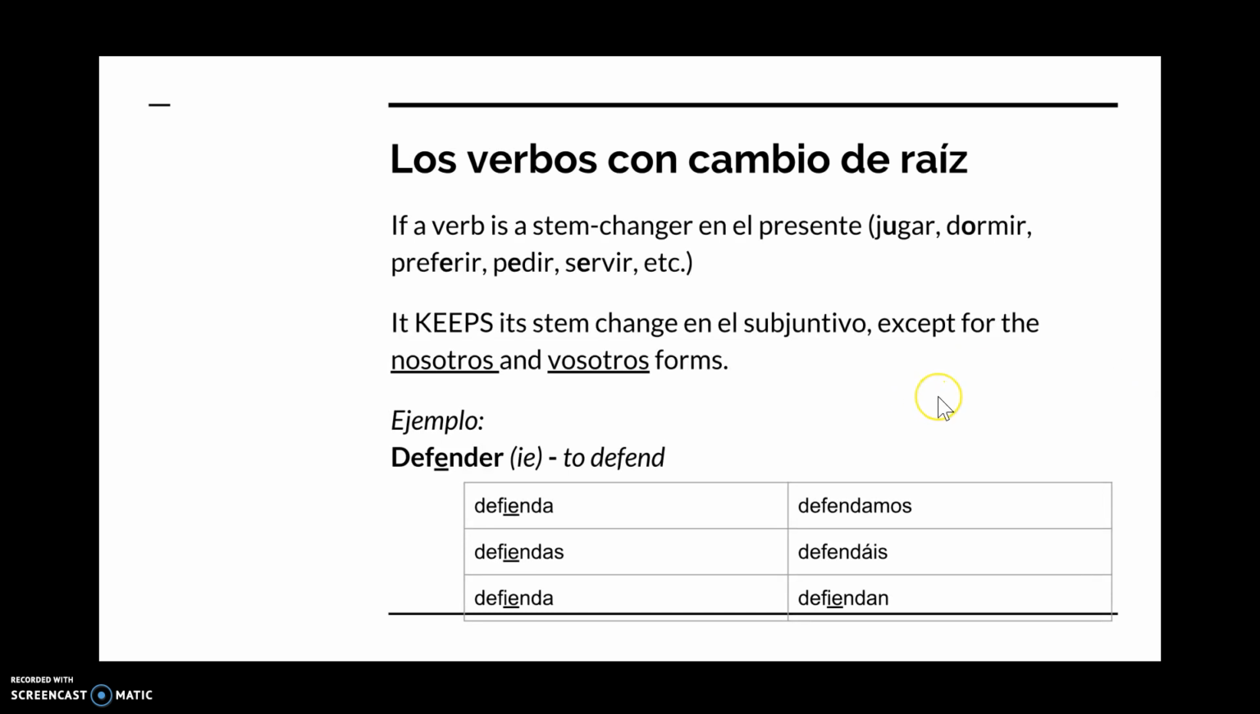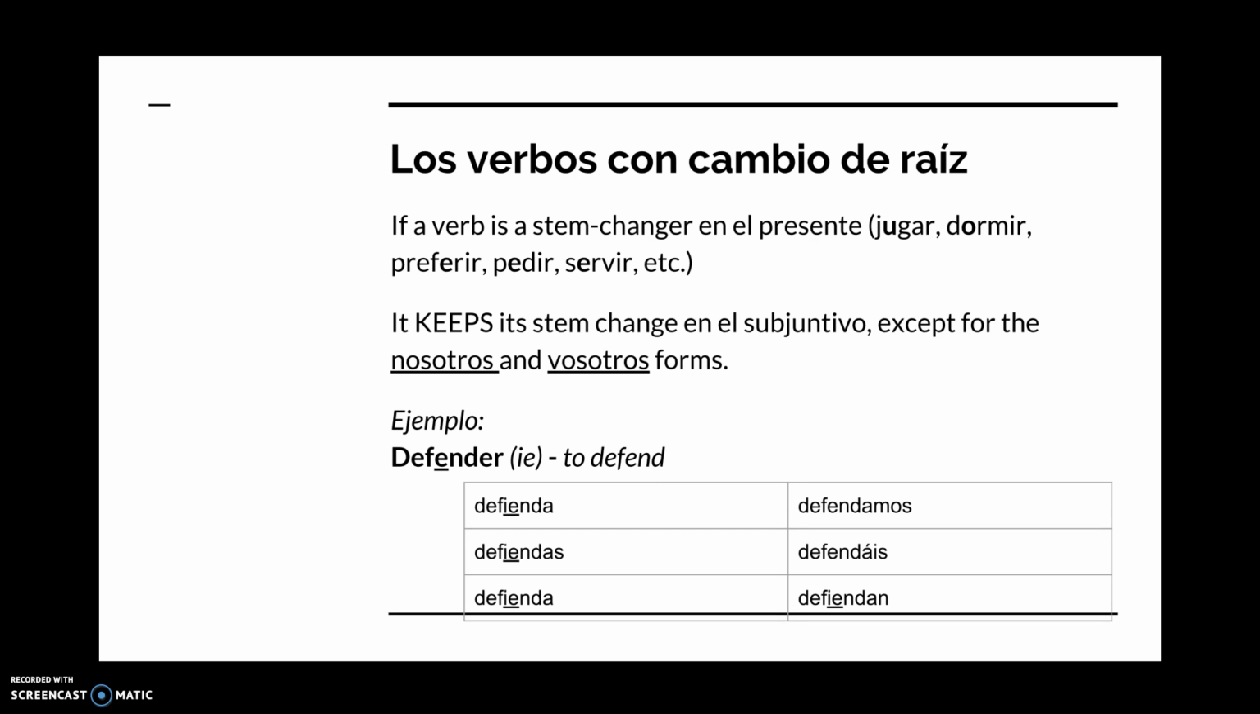Okay. We're moving on to los verbos con cambio de raíz, and the rules here are fairly straightforward. They're very much like the rules in el presente del indicativo, the regular present tense. Verbs that are stem changes in the present, okay, and we've got some examples here that are very common for us: jugar, dormir, preferir, pedir, servir, etc. They keep their stem change in the subjunctive, with the exception of the nosotros and vosotros forms. So the exact same rules that you would follow in the regular present tense.